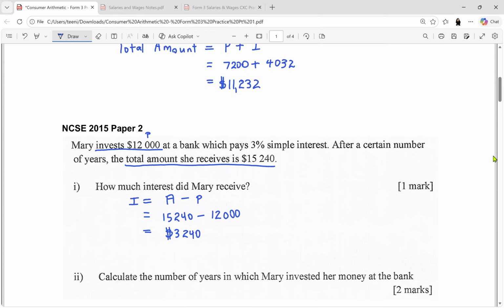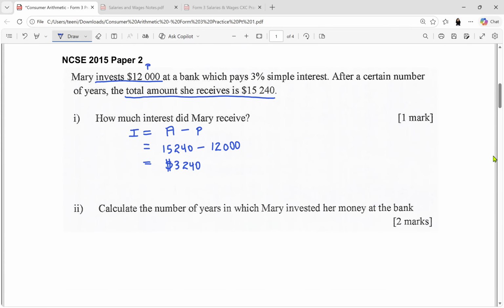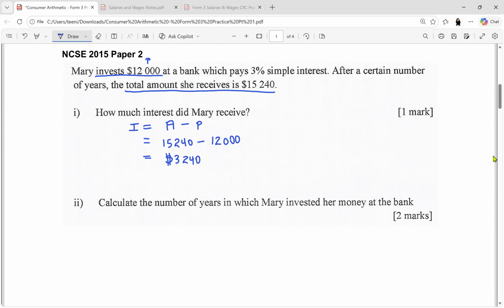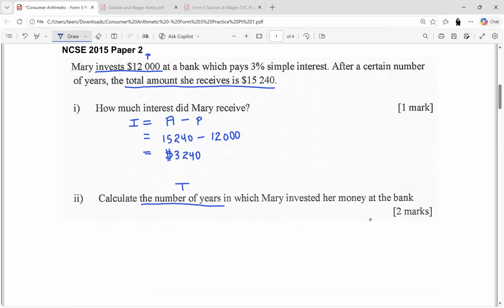And now it says after a certain number of years, the total, sorry, we read that already. Calculate the number of years in which Mary invested her money at the bank. So now we need to use the formula for simple interest, and we need to make the number of years, which is time, the subject. Zara, do you know how we would do that? To make time the subject, because we need to find the number of years she invested.